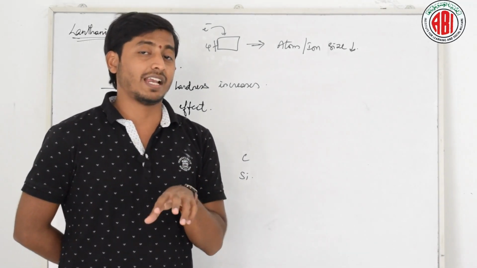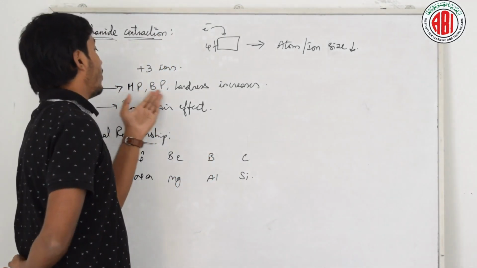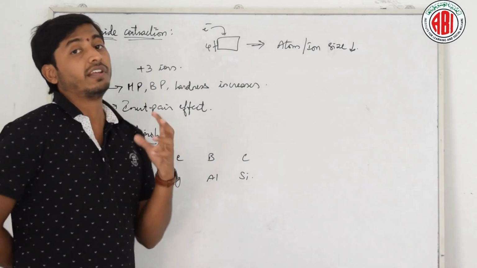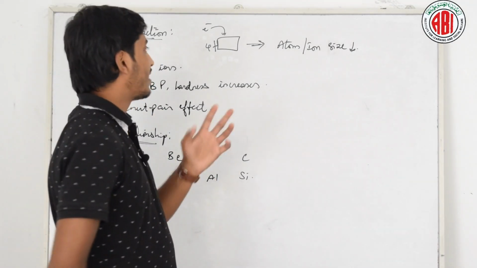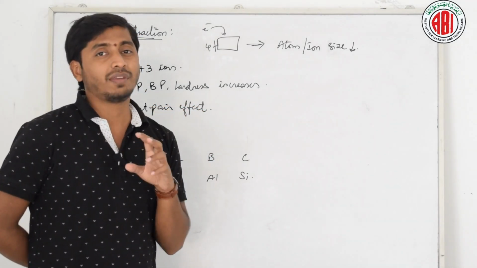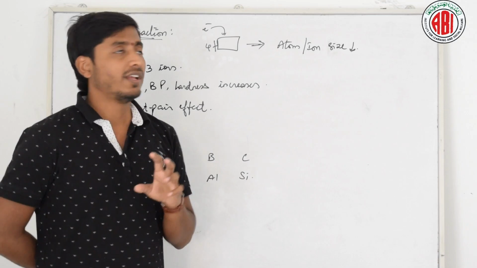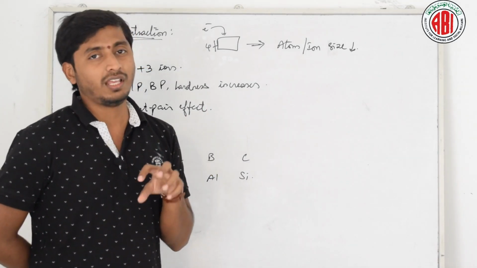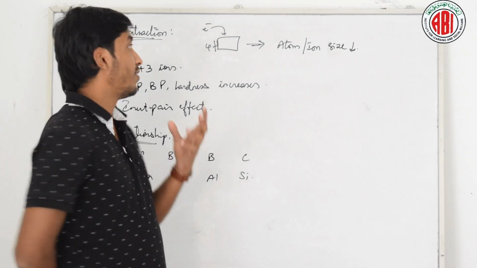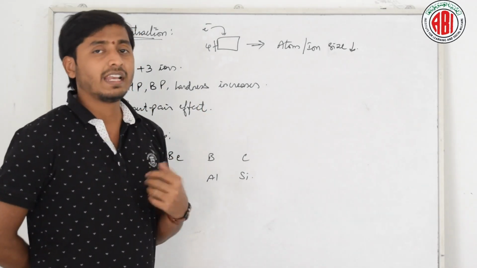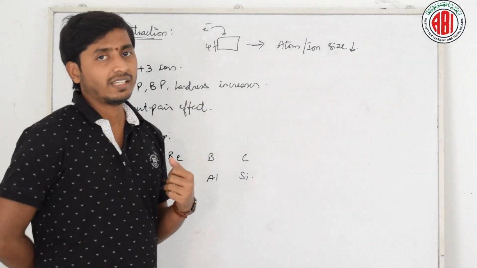What happens if this lanthanide contraction happens? Its melting point, boiling point and hardness will increase, which is also an application, right. And this happens most of the time in +3 ions. In the lanthanides themselves, only a few elements with +3 have more influence of this lanthanide contraction. And there is also a chance of inert pair effect, right.